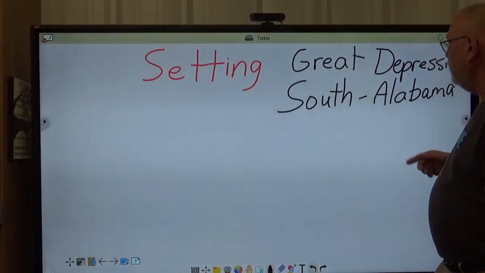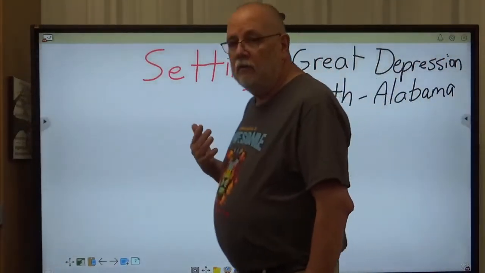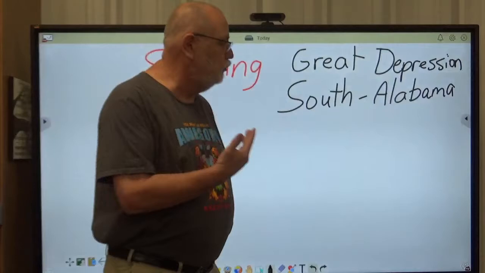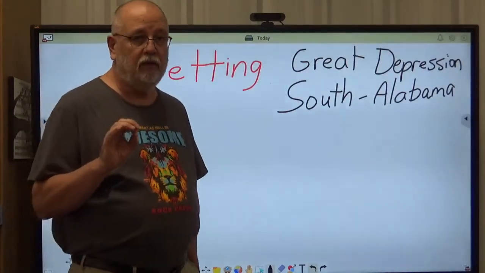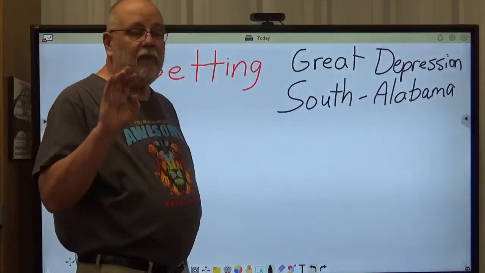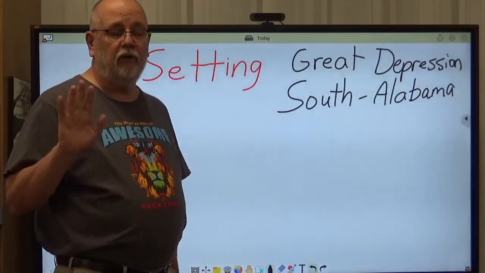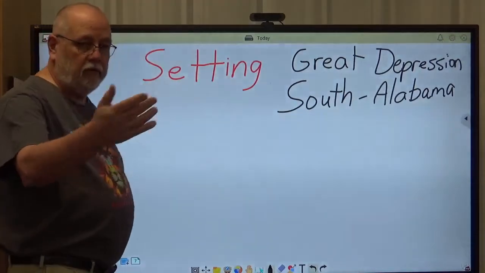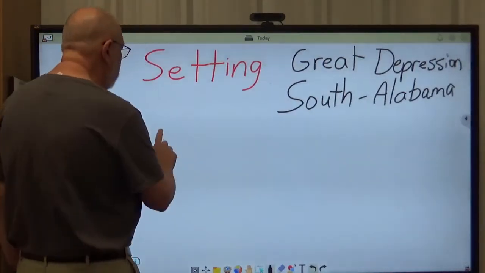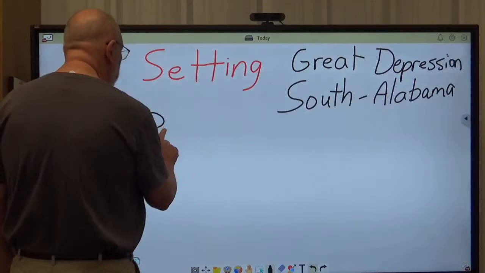Because it's in the South, that makes a big difference to the plot of this story. This book is about 3 different types of relationships in the story. And you know the relationships I'm talking about. First of all, it's a political book.